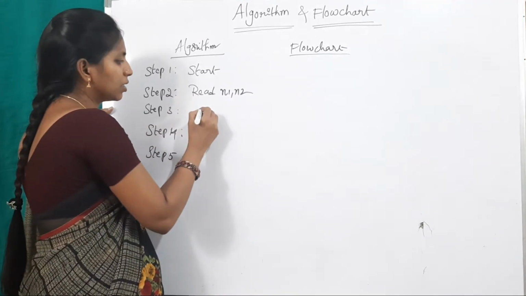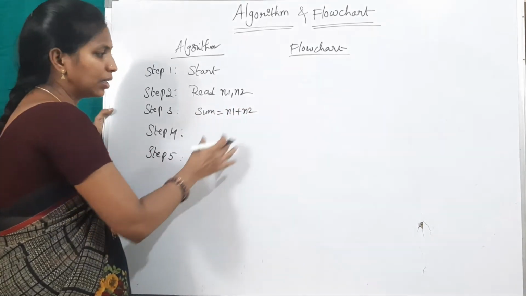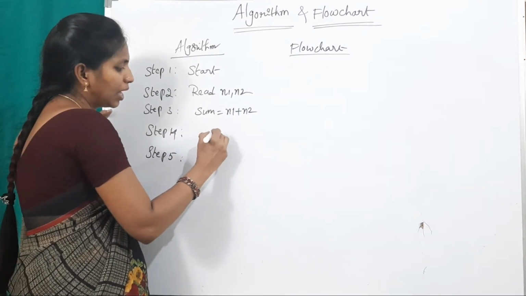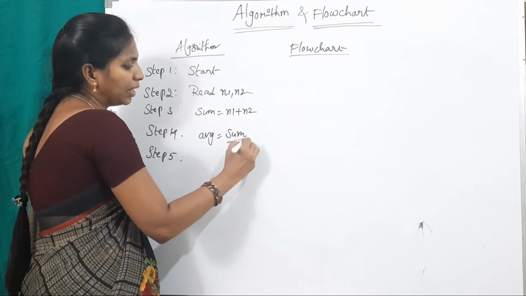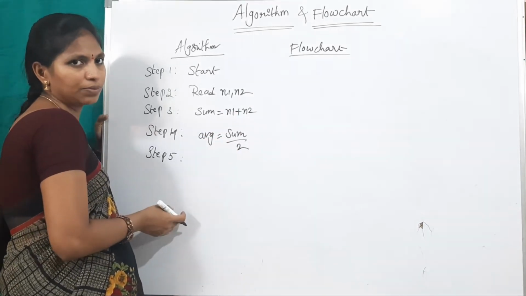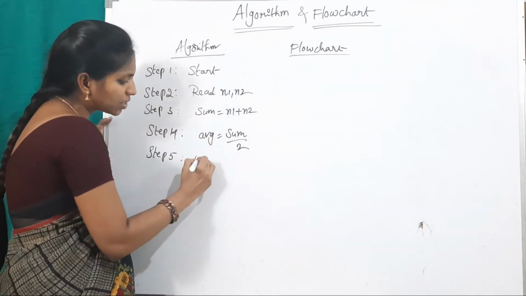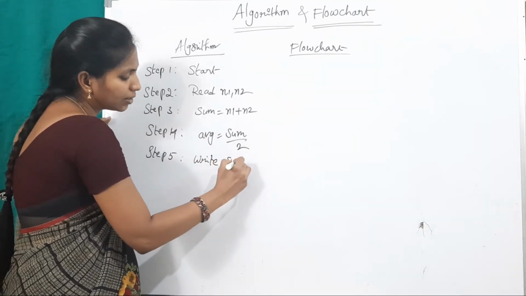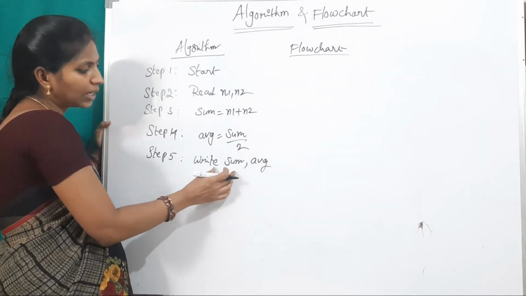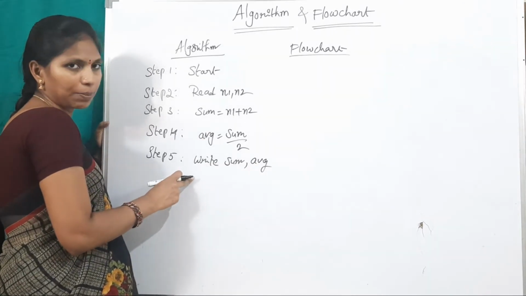Step 3: add these two numbers. Suppose sum equal to N1 plus N2. After addition, find out the average. Average equal to sum by 2, or N1 plus N2 by 2, your wish. And step 5: print these two values. Write sum and average. No need to take individual steps. Simply by using a comma, write in a single step.